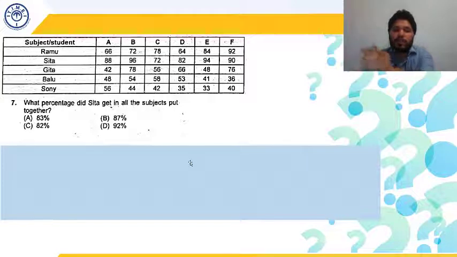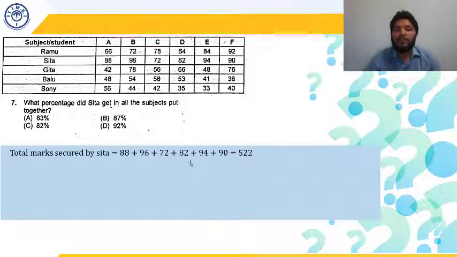So we just have to sum up all the marks of Sita. What is the total marks secured by Sita? It is going to be 522.